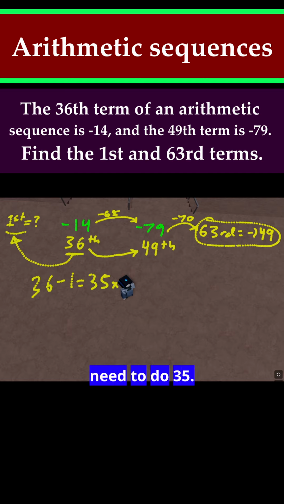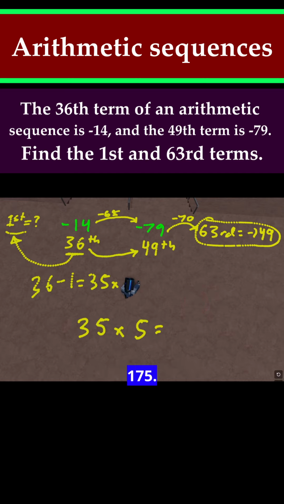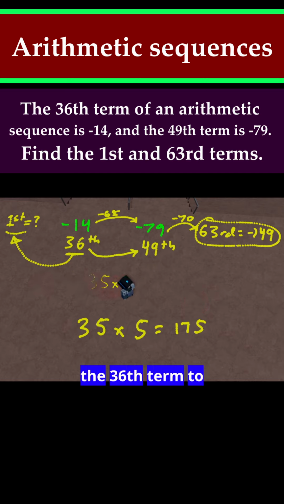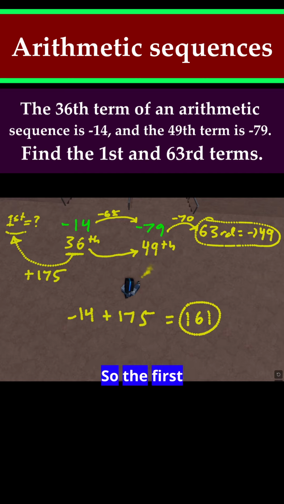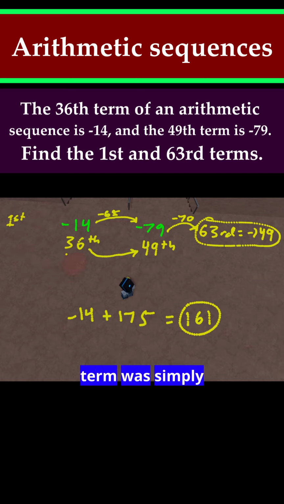So now we just need to do 35 times the common difference. The common difference was minus 5, but because we're going backwards from the 36th term to the first term, we have to make the common difference a plus 5 now. So 35 times 5 is simply equal to 175. So to go from the 36th term to the first term, you have to add 175 instead of doing negative 175 because we're going backwards. And now just go from negative 14 to the first term by adding 175. And if you do that, you'll get that it is equal to 161. So the first term was simply equal to 161. And just like that, we're done.